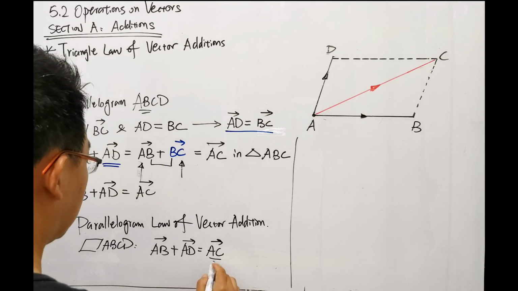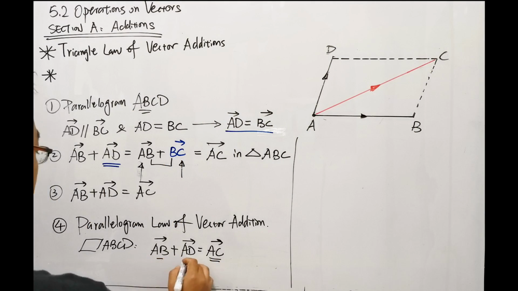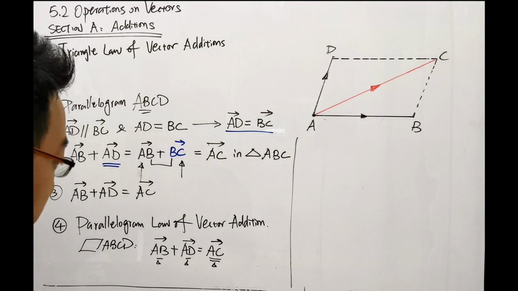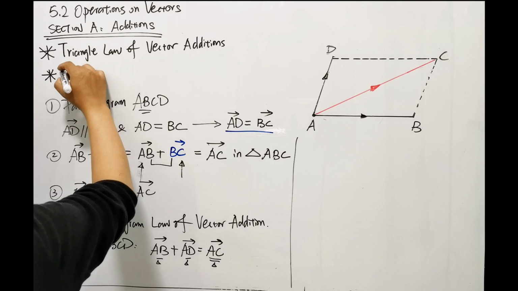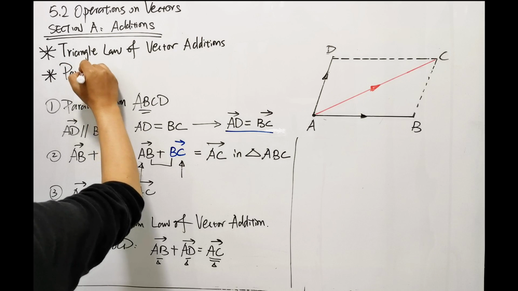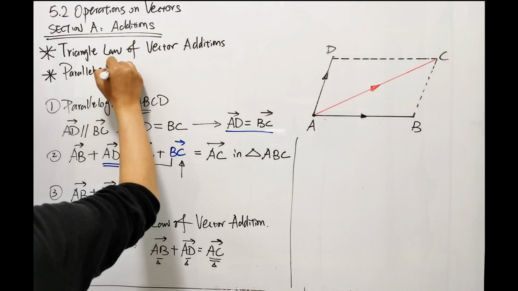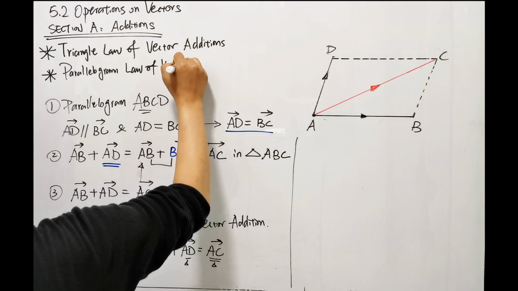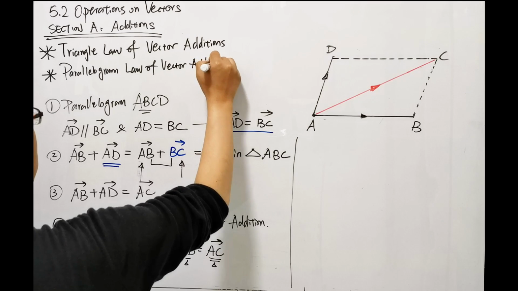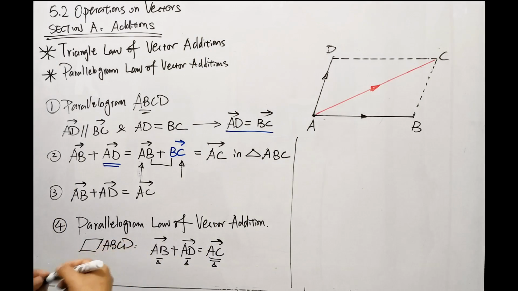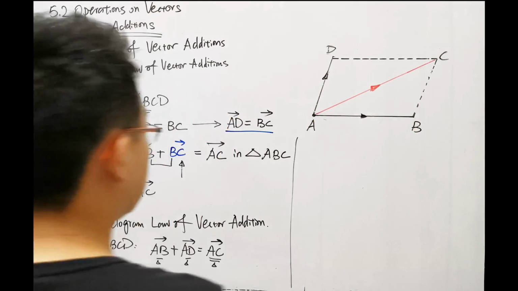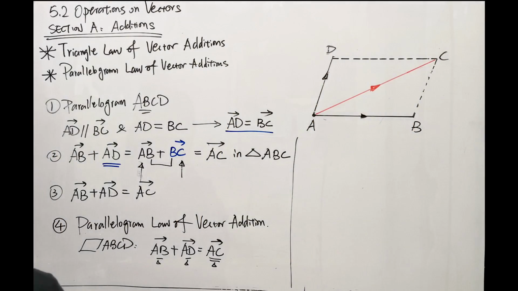So we have this important law. Let me just fill in here. We learn two important laws: the triangle law and the parallelogram law of vector additions. Important, right? Here plus here equals the diagonal. Now we move on to the example.